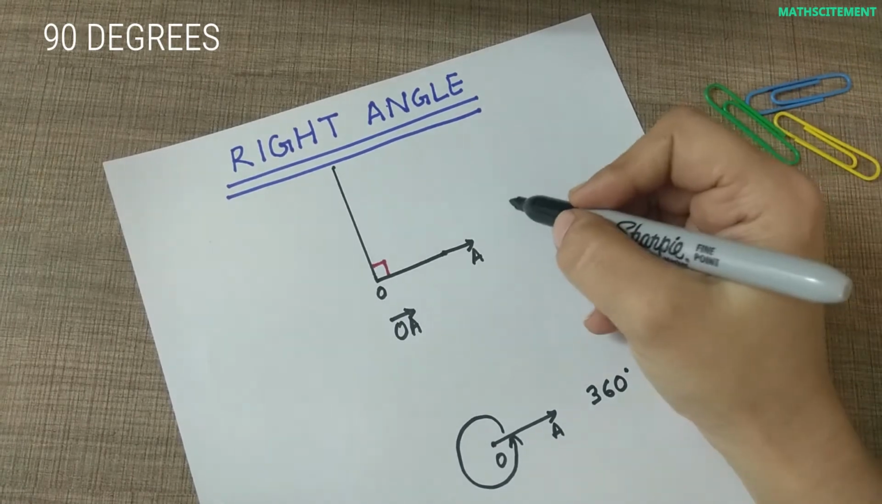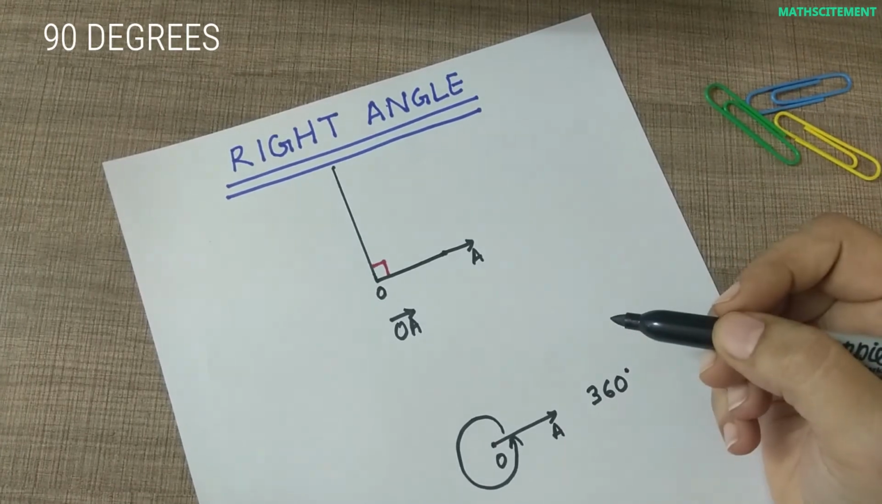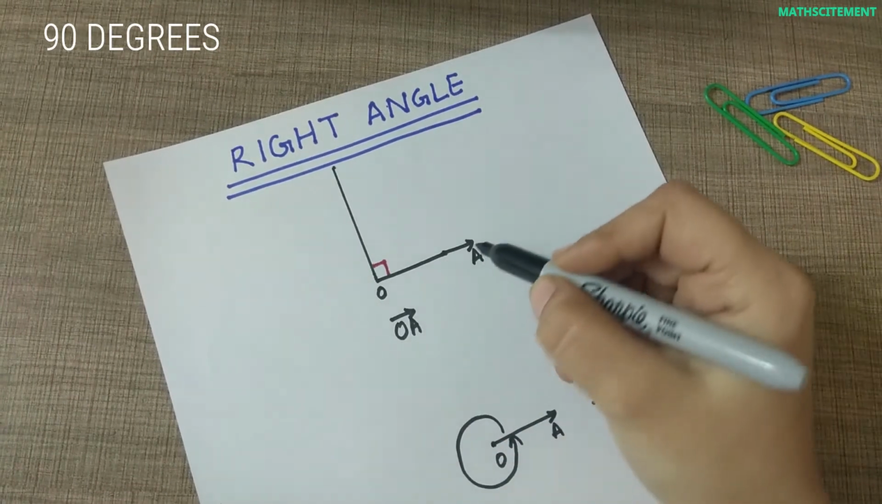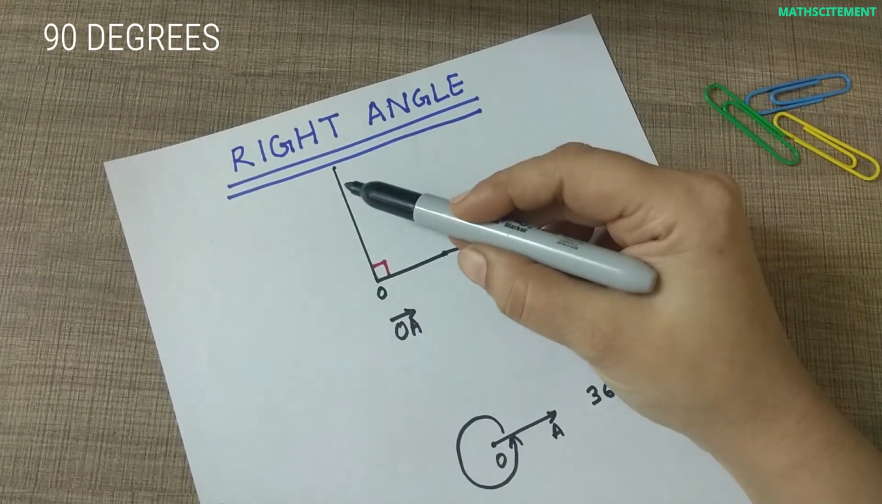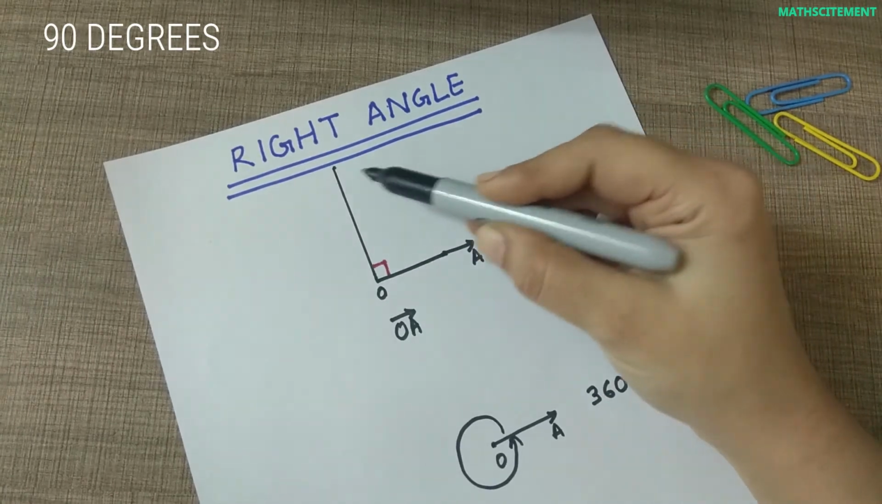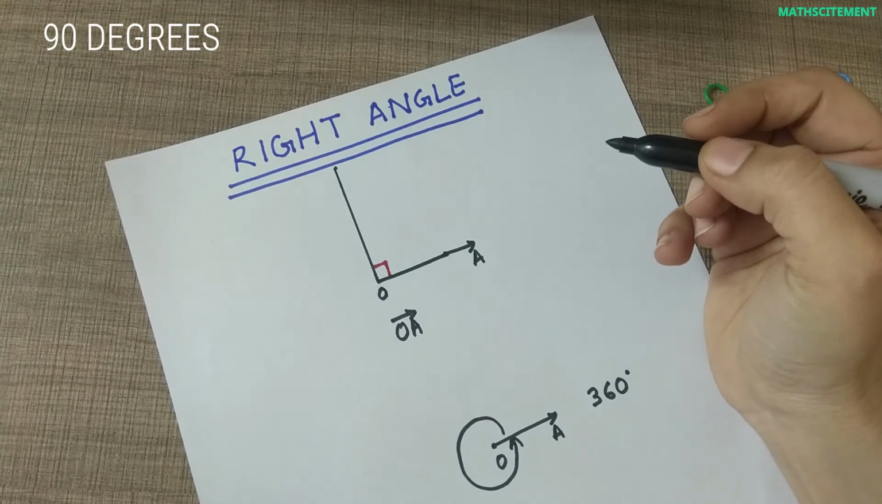What difference do you see in these two images? The difference that I notice here is that the ray OA has moved about the vertex quarterly, or 1/4, right?